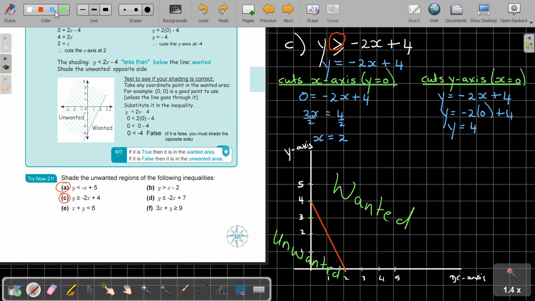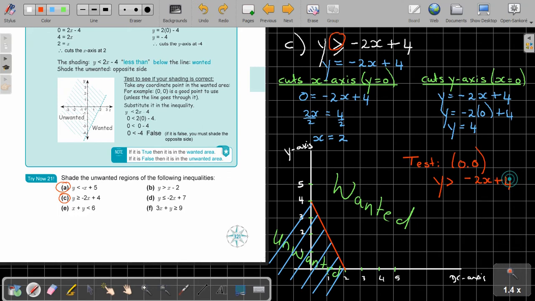Okay, and now I'm just going to do my shading. I always shade the what? I always shade the unwanted. Okay, and now I can just do the test. Let's do the test. It's always good to test, especially in the beginning. So what I test, if it's not going through the origin, test the point 0, 0. Okay, so in this case, I will write it without the equal sign.